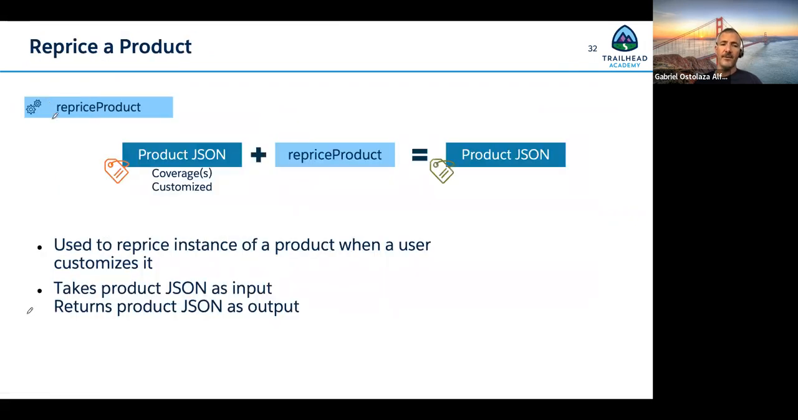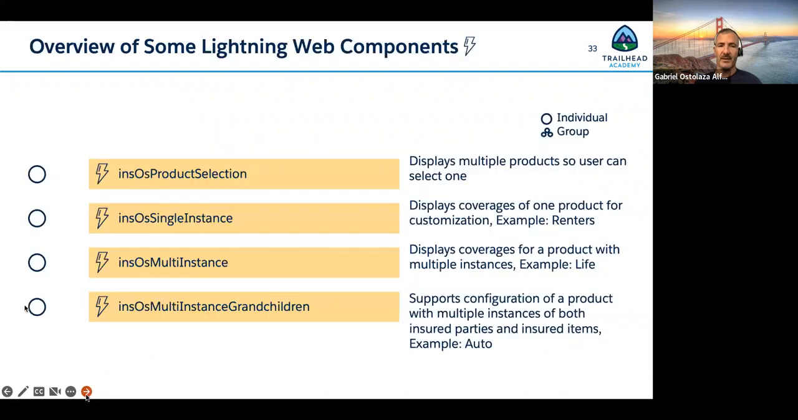Then you have another service that is automatically launched as well by the Lightning web component. That is the reprice product. So if you change a term while buying this insurance, then you will be able to reprice it automatically. Those are the different types of Lightning web components out of the box, depending on the type of insurance. For example, if it is a home insurance, maybe you just have one product. It's a single product, right? But if you are in a car insurance, it's a multi-instance.